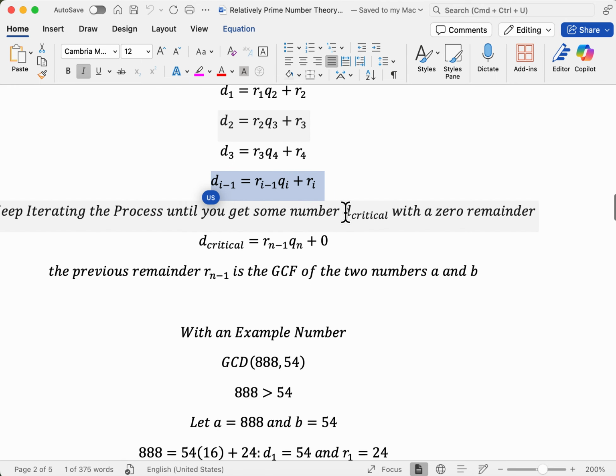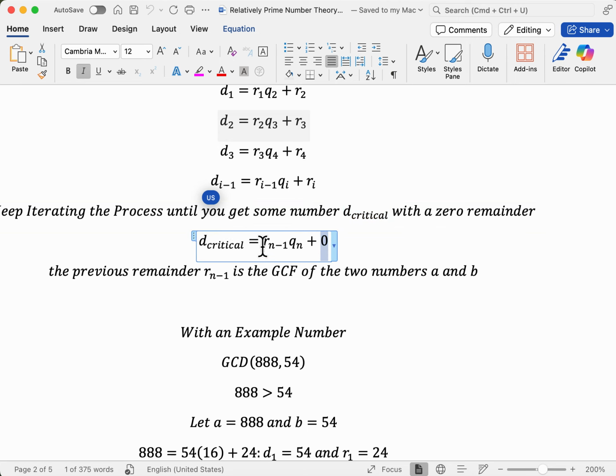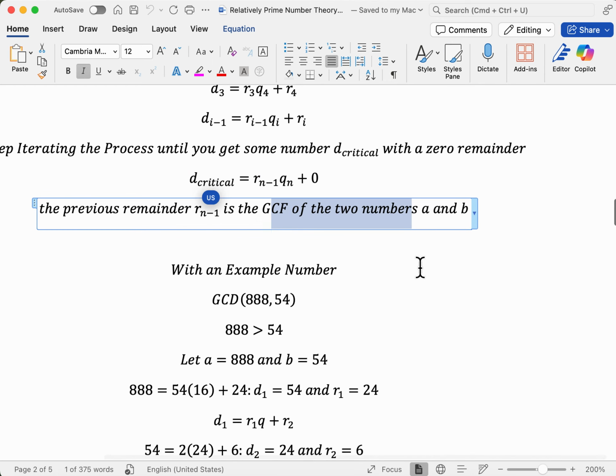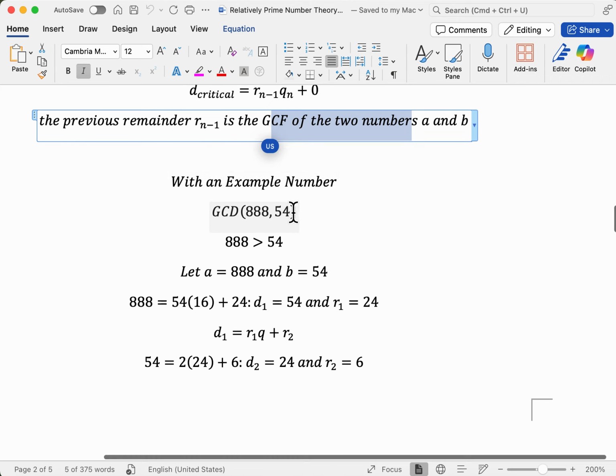Once you reach a critical divisor where the remainder is 0, this last remaining divisor, Rn minus 1, is the greatest common factor of the two numbers a and b. Now, that was way too abstract, so let us practice with a concrete numeric example. Not original, I found this somewhere on Stack Exchange.